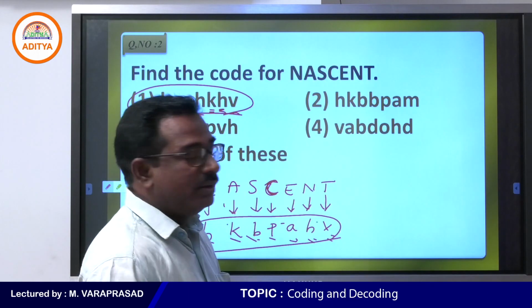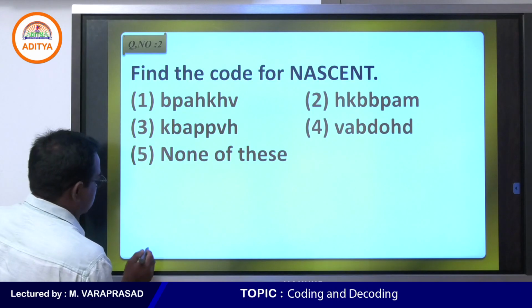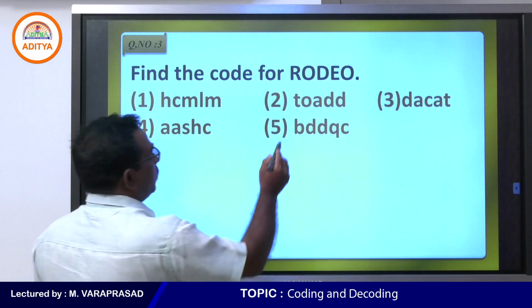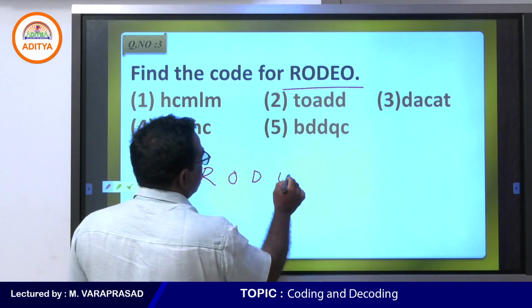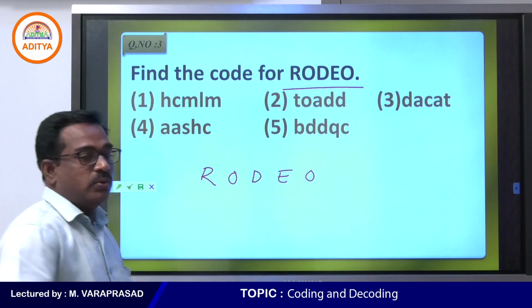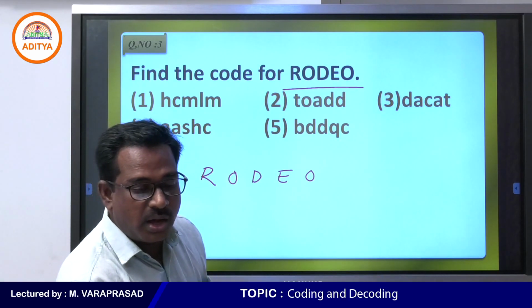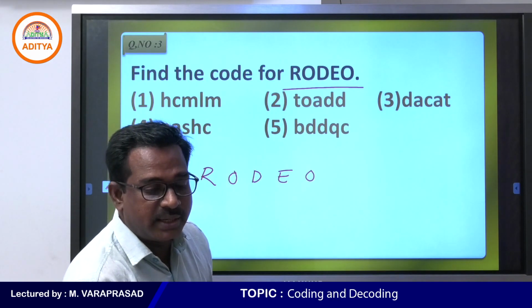Now see the next question for the same paragraph. What is the code for RODEVO? Yes, RODEVO. Yes, my students, what is the code word for RODEVO? Option 1 is 100% correct, right?